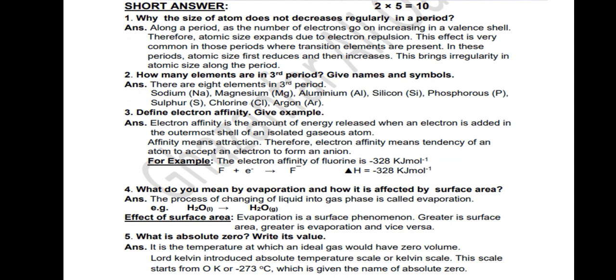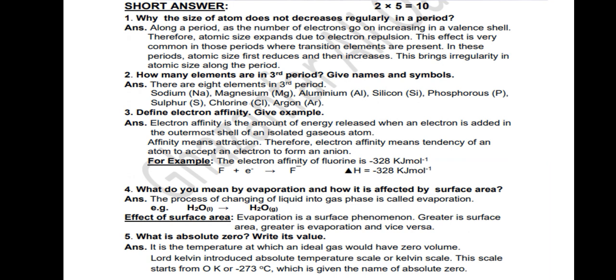So this process is called evaporation, and this is a continuous process, and it is affected by the surface area, temperature, and intermolecular forces. So about the surface area, when surface area is increased, the rate of evaporation is also increased.